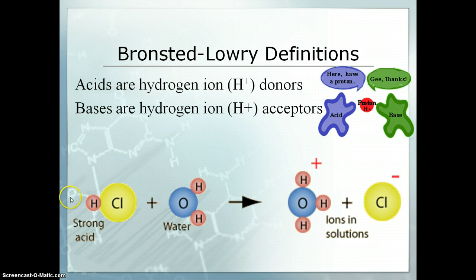So right here, we see that we have HCl, which is an acid, and we have water. That H from HCl is going to move on to the water. The acid is going to give up its hydrogen. Here, water is our base because it's accepting that hydrogen from HCl.